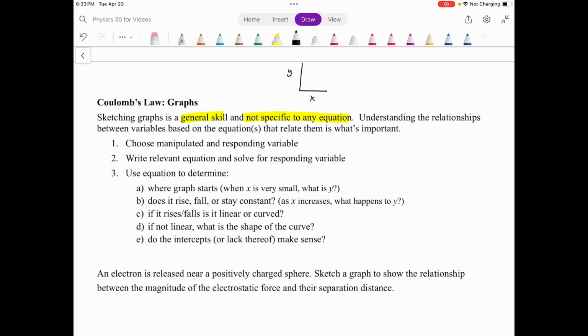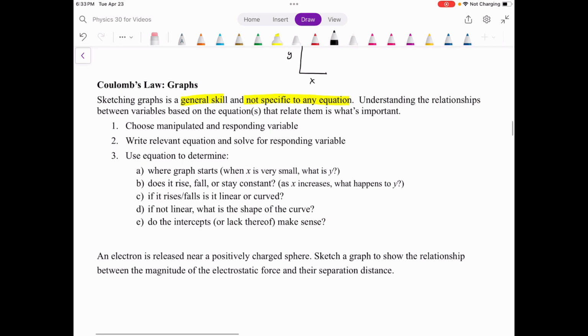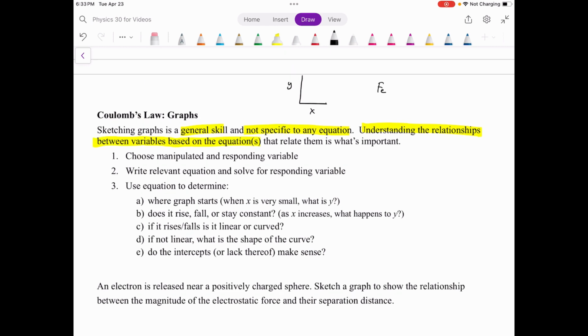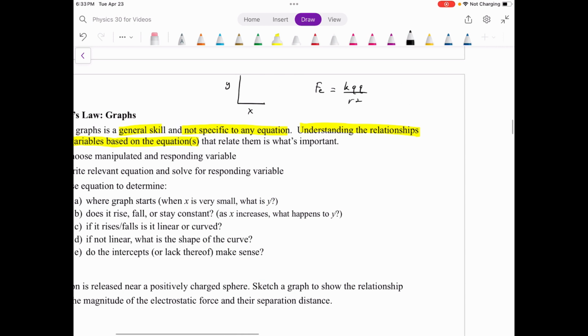So when we're dealing with a new equation, the equation can tell us that, right? If this is electrostatic force as a function of charge, we know that as charge gets larger, so does electrostatic force, that kind of thing, right? What we're doing here is understanding the relationships between the variables based on the equations, right? Even if you didn't know what any of this stuff meant, the equation tells you how the electrostatic force depends on the charge or on the distance they're separated by, right? So even if you had no idea what any of those meant, you could still sketch the graph of the electrostatic force as a function of the product of the charges, for example, right?